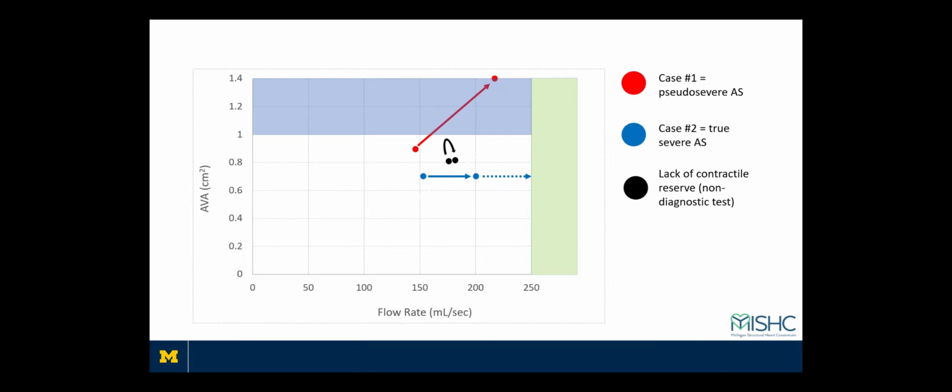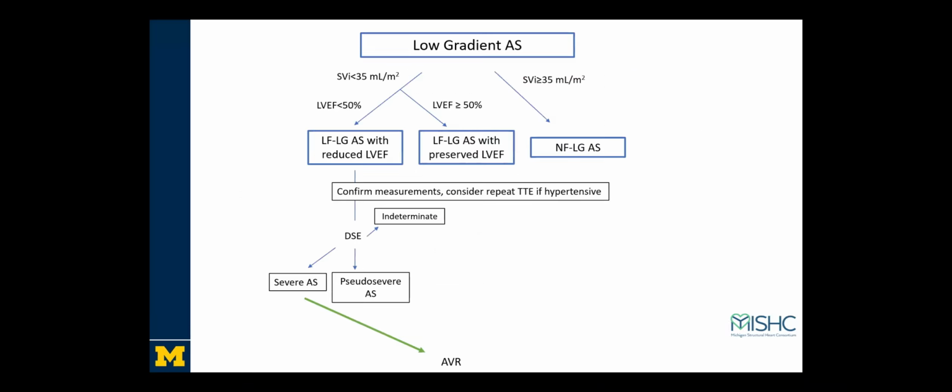The third situation that I haven't discussed with you is that some patients don't augment their stroke volume or their flow rate with dobutamine. So these are patients that have a lack of contractile reserve. And really, this is a non-diagnostic test. We can't really project out because we don't have enough of a trend to understand what this valve area would look like at a normal flow state.